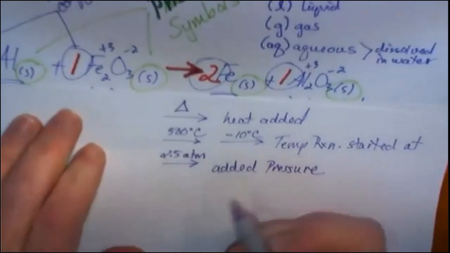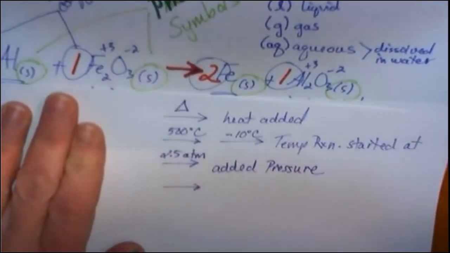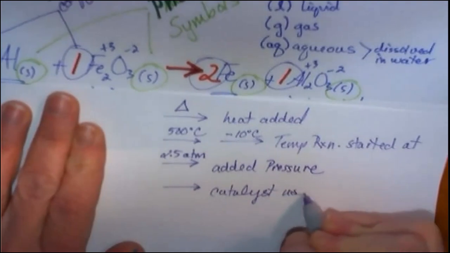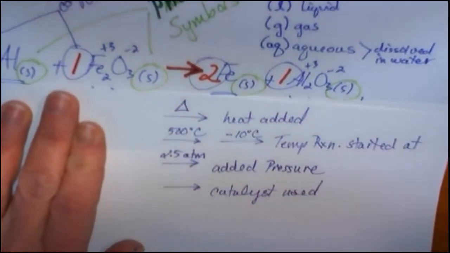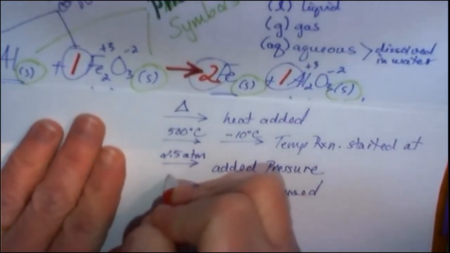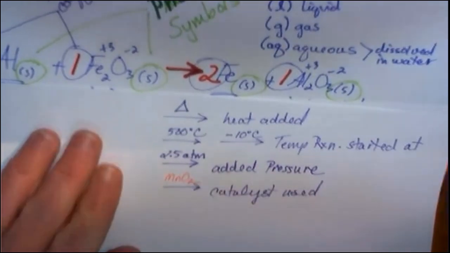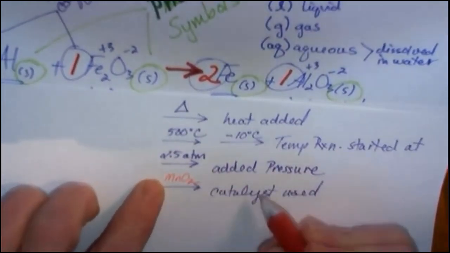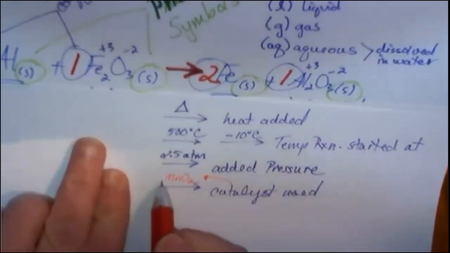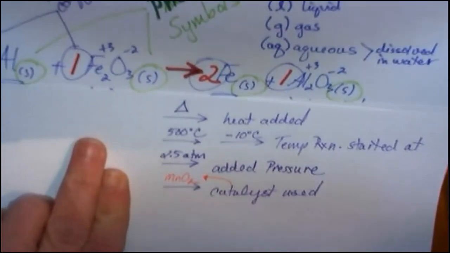Okay, sometimes we can use a catalyst. For example, we have some idea, but not exactly why, but a fantastic go-to catalyst is MnO2. We'll use MnO2 as a catalyst a lot. If we use a catalyst, we write it over the reaction arrow.